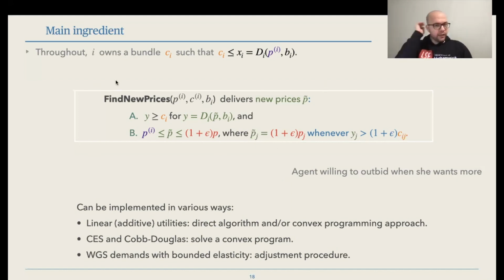And this subroutine can be implemented in many ways for different utilities. For linear utilities, we can find a simpler direct algorithm or some convex programming approach. Similarly, for CES and Cobb-Douglas utilities, we can solve a convex program and essentially get this find new prices. And in general, for WGS demand, as soon as we have some condition like a bound on elasticity, we can design some simple adjustment procedure. We will not go into details anymore about this. We'll just assume that we have this subroutine, and let us see how we can use it in the algorithm.